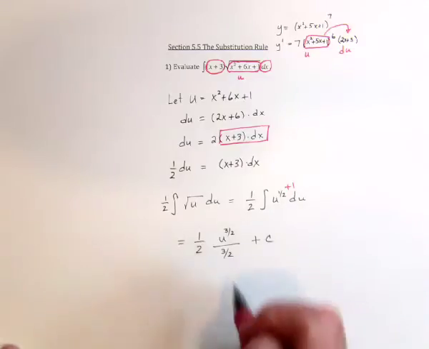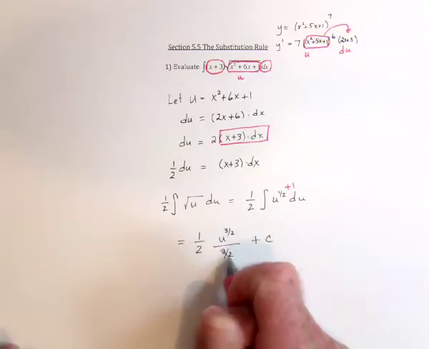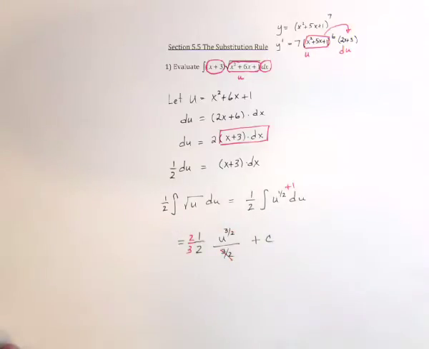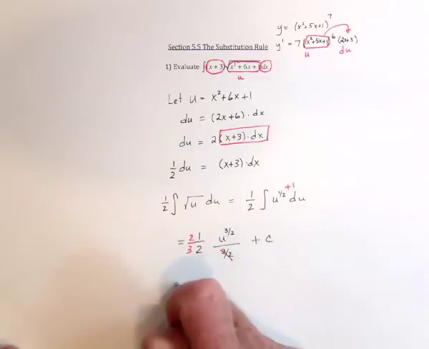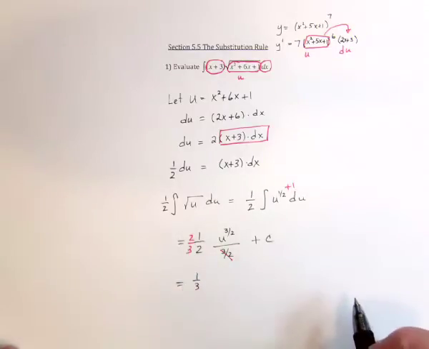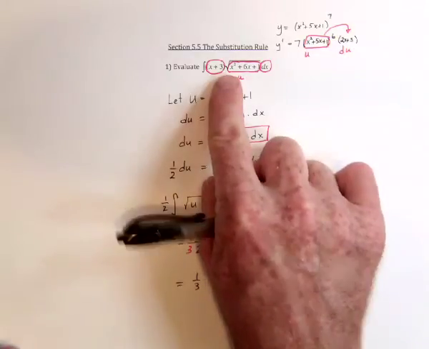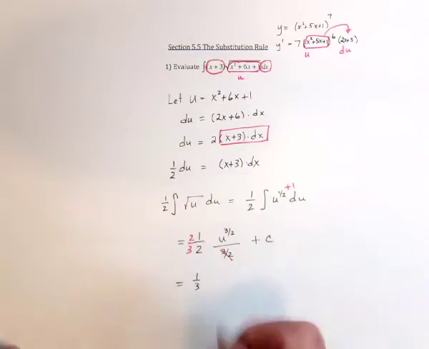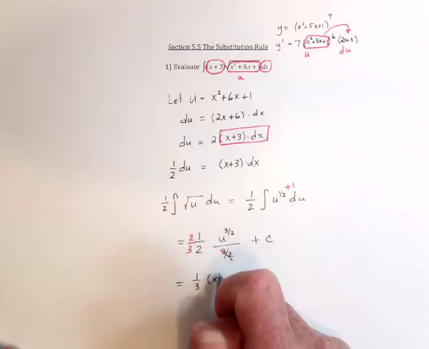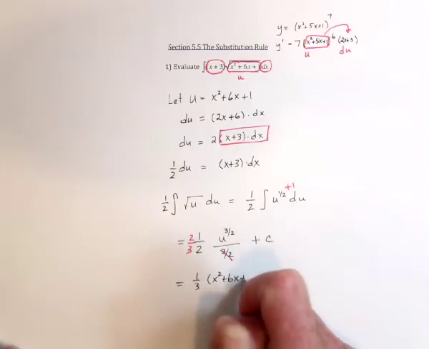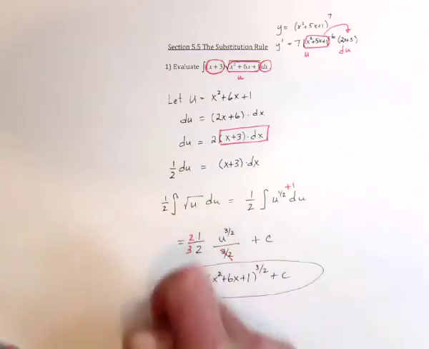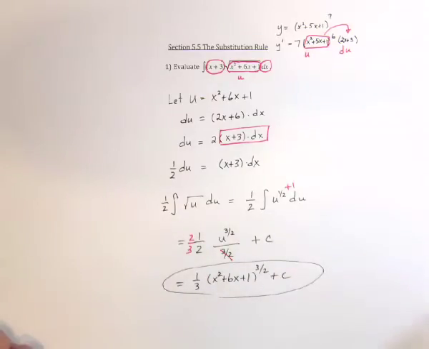So we need to invert and multiply, so instead of dividing by 3/2, you can multiply by 2/3. So the 2's are going to cancel, it's just going to leave 1/3. And one other thing is, the original question had x's in it, so the answer should have x's in it. So replace u with that polynomial. And that would be the antiderivative.